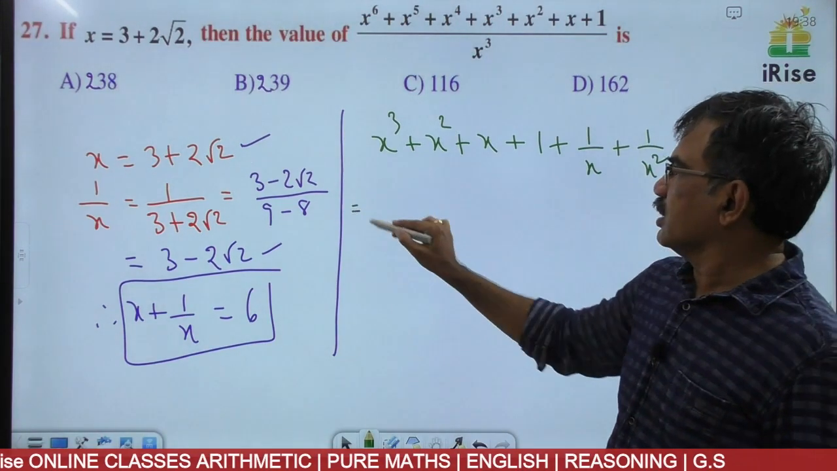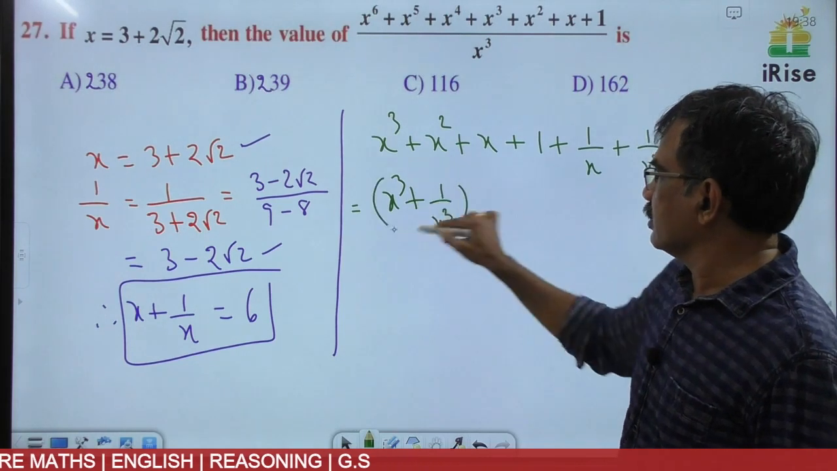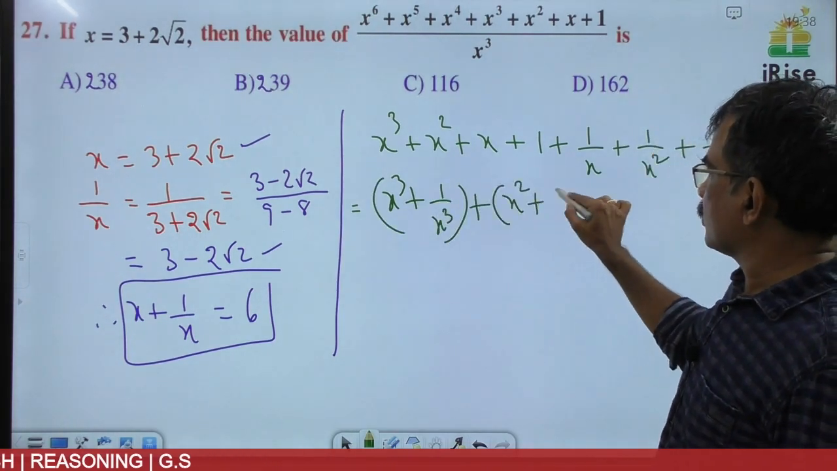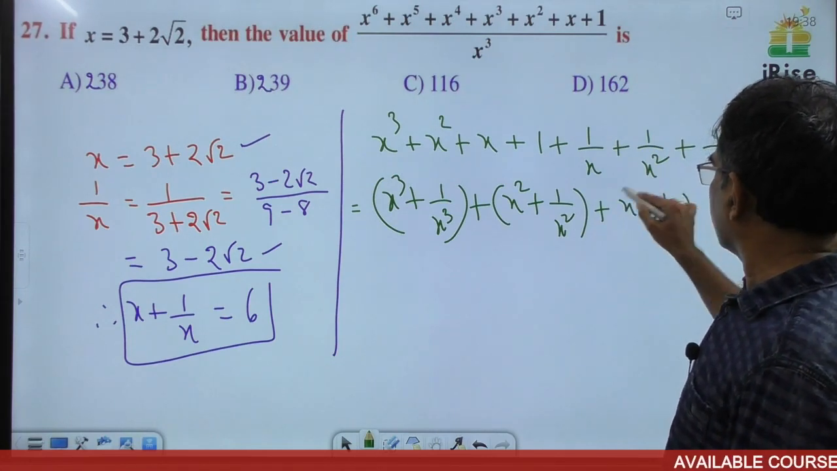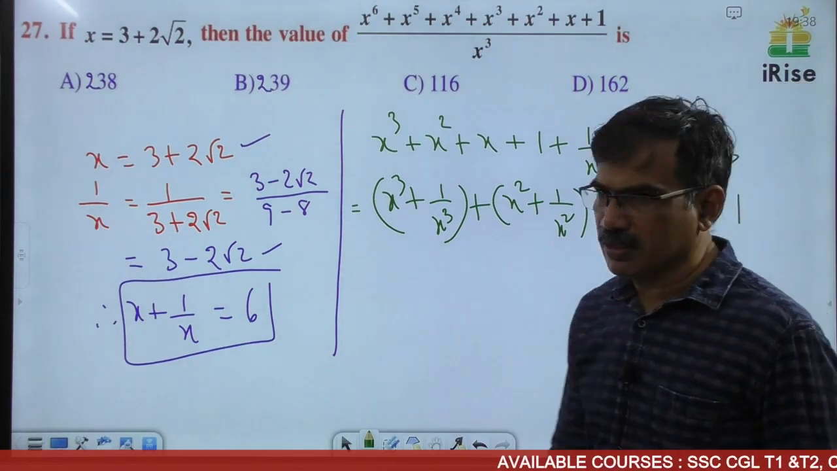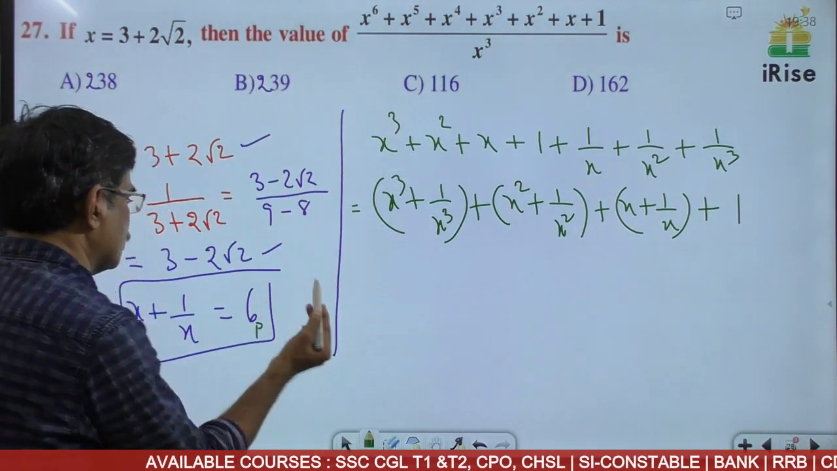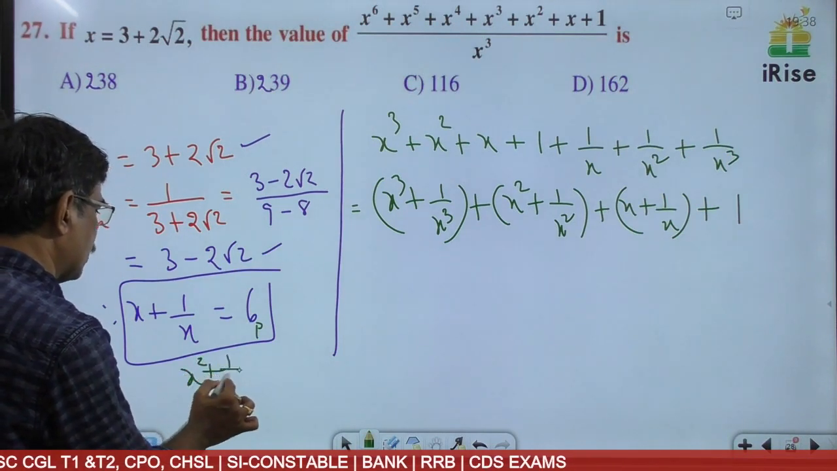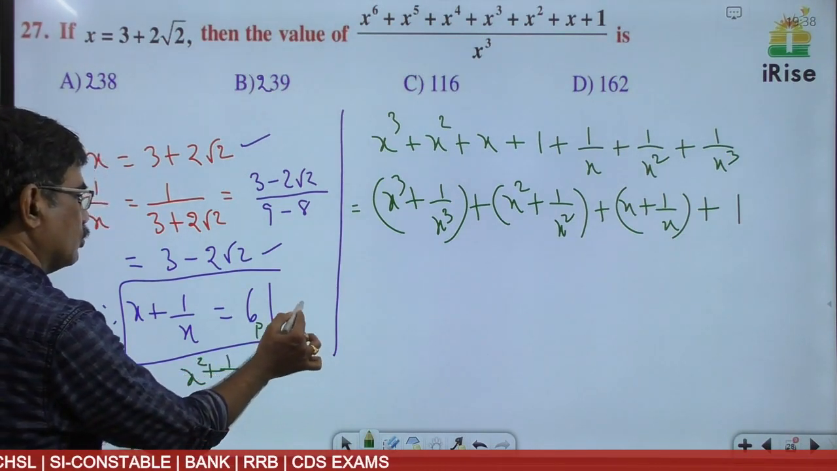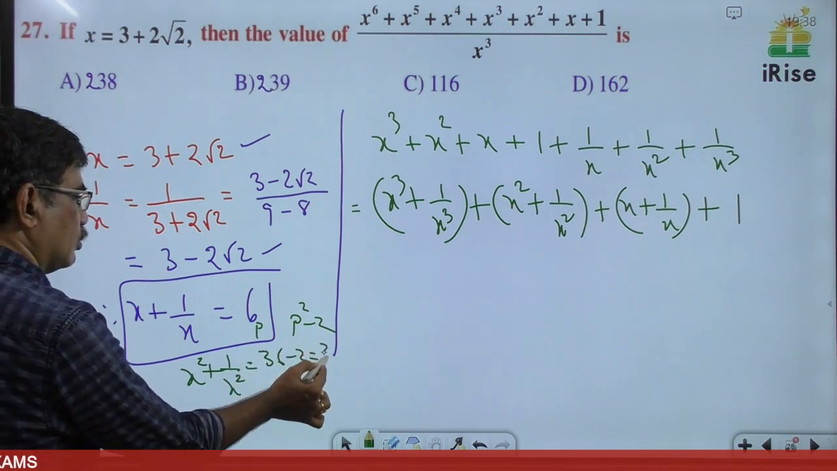So this can be written as x cube plus 1 by x cube in one bracket, x square plus 1 by x square in one bracket, x plus 1 by x in one bracket, plus 1. So we have to find this. If x plus 1 by x is p, consider this as p. If x plus 1 by x is p, x square plus 1 by x square is p square minus 2. 36 minus 2, which is equal to 34.